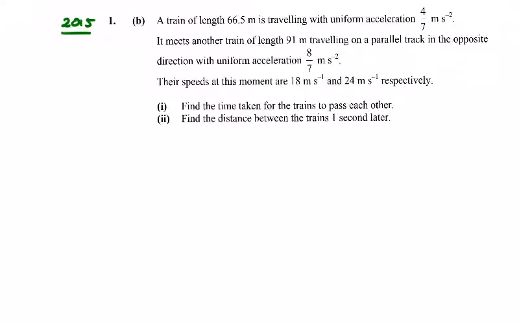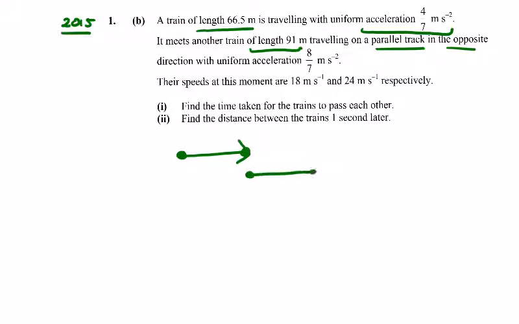This is 2015, question 1b. A train of length 66.5, travelling with uniform acceleration 4/7, meets another train of length 91, travelling on a parallel track in the opposite direction. So it looks like this. We have a train going, let's say, in this direction, and it meets another train coming in the opposite direction, 66.5 and 91. So we have the acceleration of both and the speeds as well, 18 and 24.